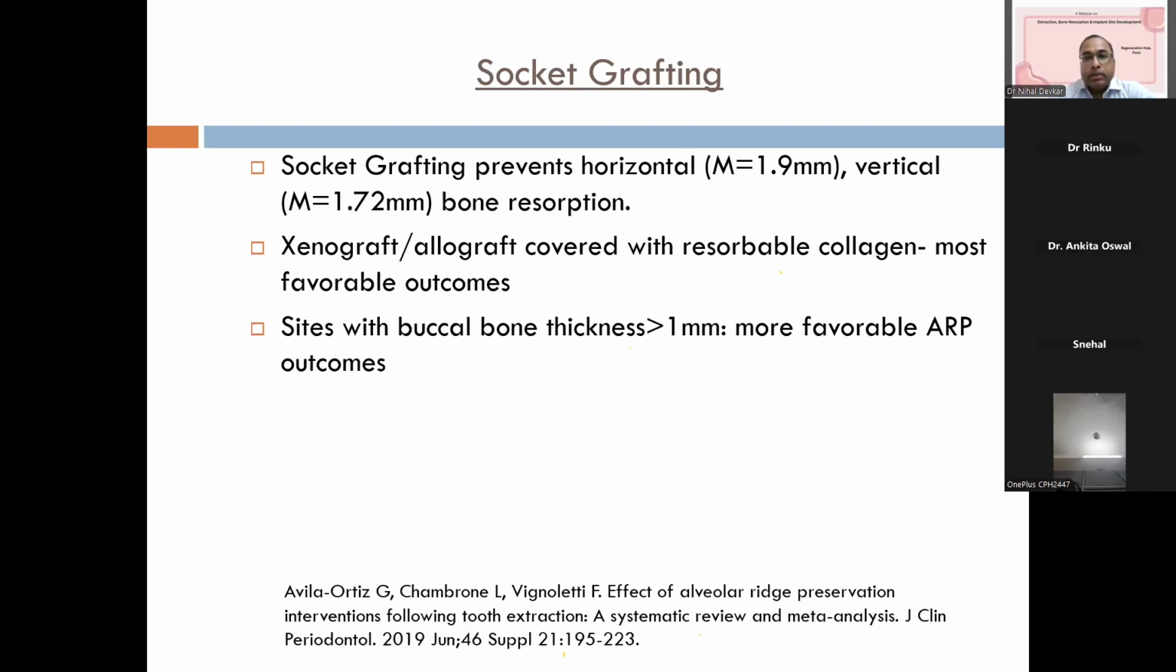Another study mentioned that socket grafting prevents horizontal as well as vertical bone resorption, by somewhere around 1.9, let's say around 2 millimeters. Most favorable outcomes have been observed with the use of xenograft, that is animal source, as well as allograft, which is covered with a resorbable collagen. Also, sites with buccal bone thickness of more than 1 millimeter have shown favorable socket grafting outcomes.